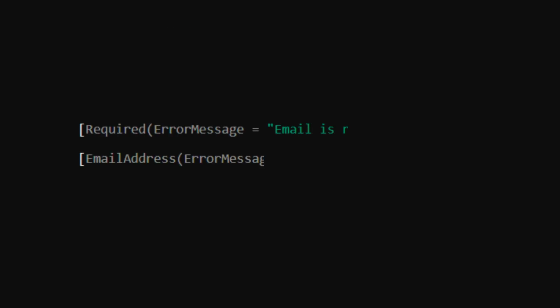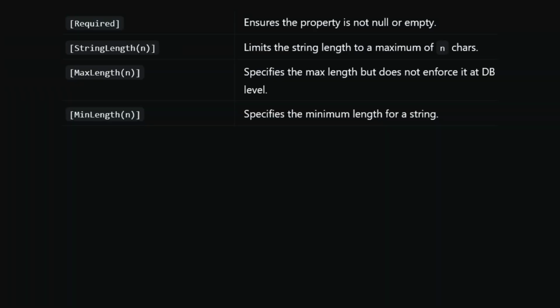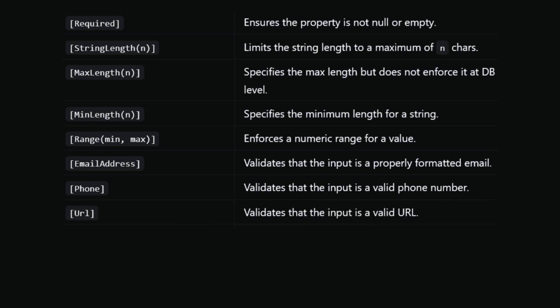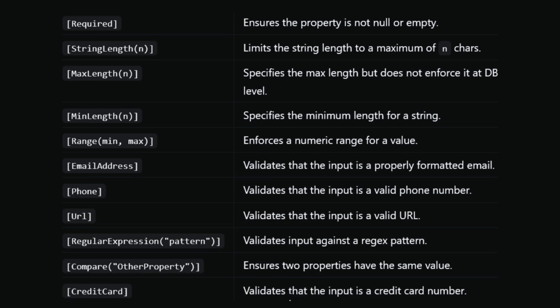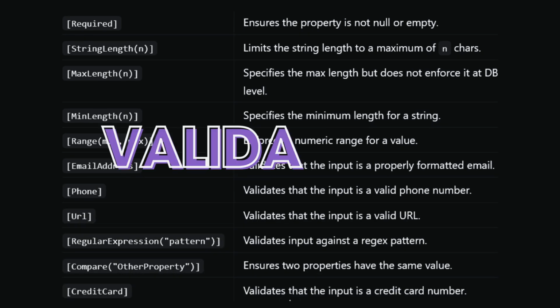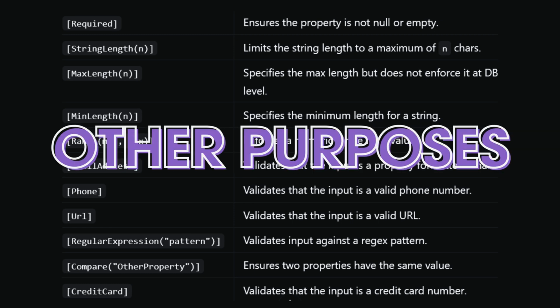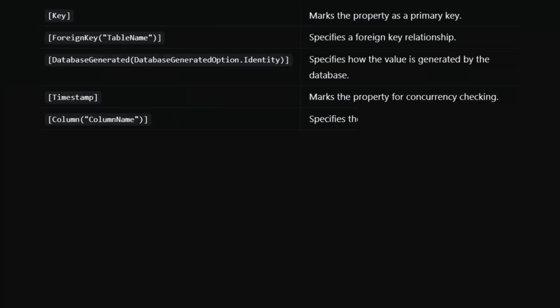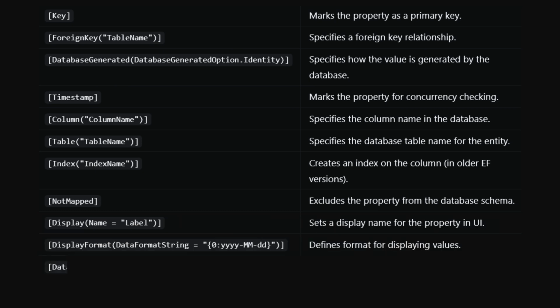Besides required and email address, these are some other basic data annotations used for validations. Talking about data annotations, actually not only can we use them for validations, but they also serve other purposes. For example, we can specify the display format, the label, and so on.